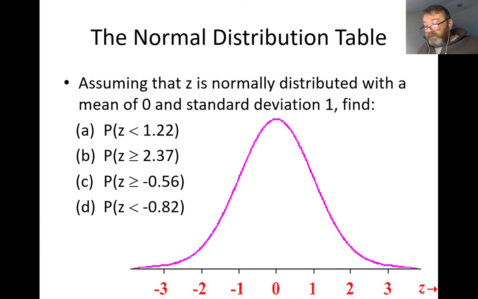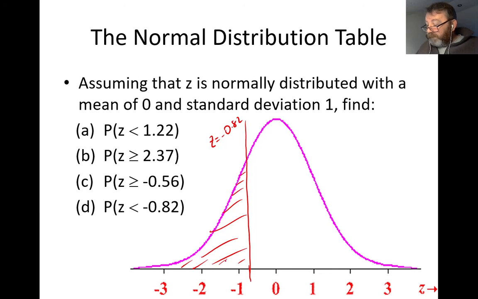Part D, the probability of z being less than minus 0.82. Now, first of all, where is minus 0.82? Minus 0.82 is about there. So again, you draw your line like so. You write down the fact that this is z equals minus 0.82. And then the question says it wants the probability of less than that. So in other words, it wants this area here. Okay. Now, it's to the left, yes, but the tables won't give me a negative z-score.